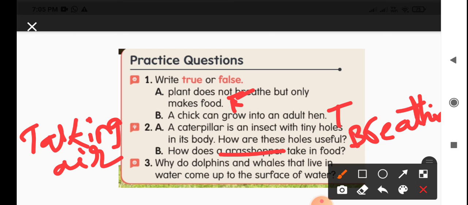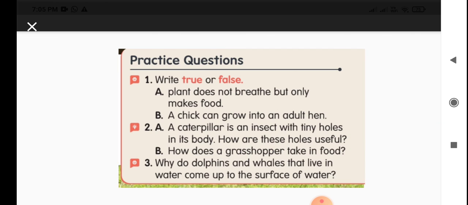Why do dolphins and whales that live in water come up to the surface of water? Because to take in air, they come up to the surface of the water. Yes, so second and third, write in your notebook, children, and complete these practice questions and worksheet and send me the pics. And in tomorrow's class, we'll discuss more about living organisms.